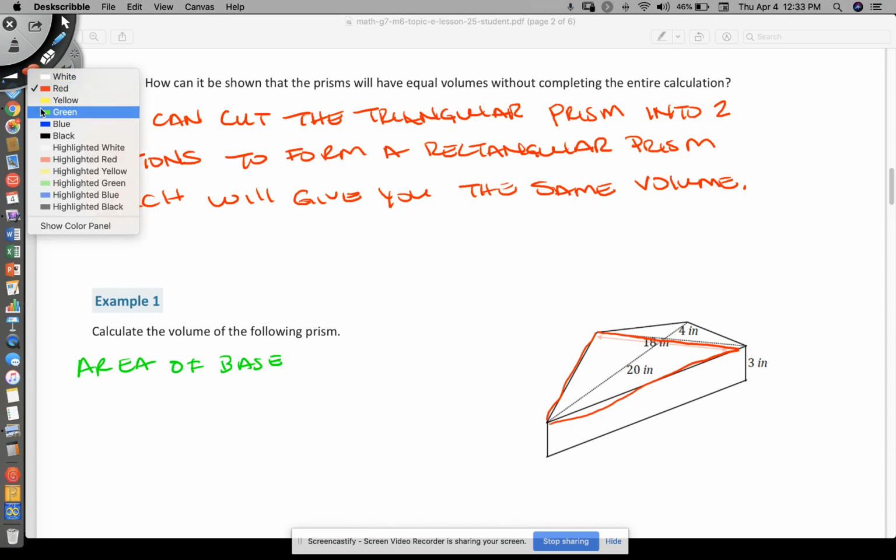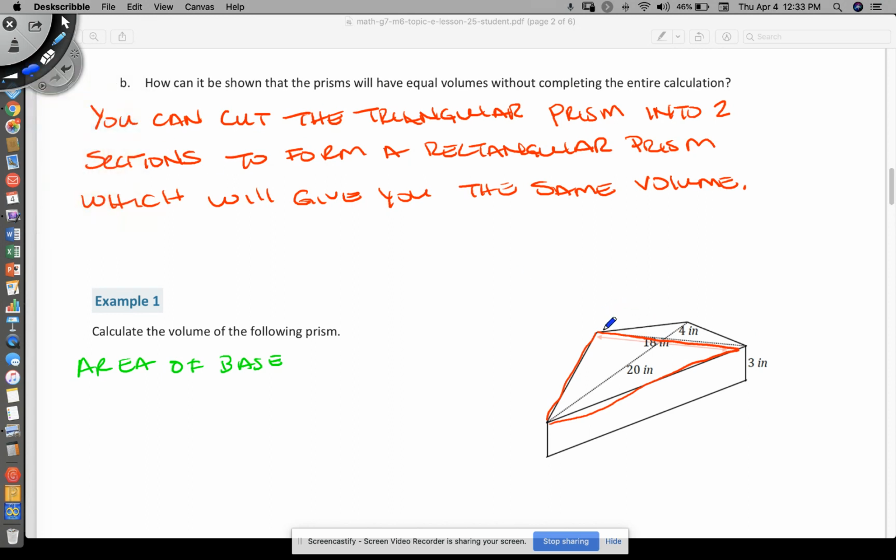We'll get a different color. I'm going to add it to the area of this triangle. Okay, and as we remember, area equals half base times height. So I'm going to do half of 20 times 18, and then add that to the other one, which is half 4 times 18.